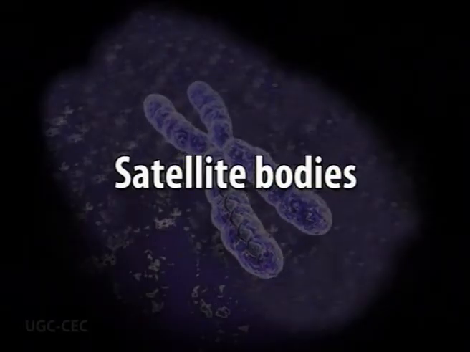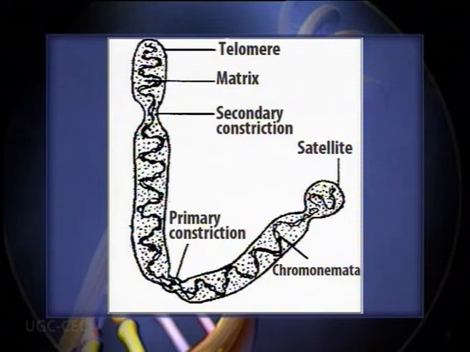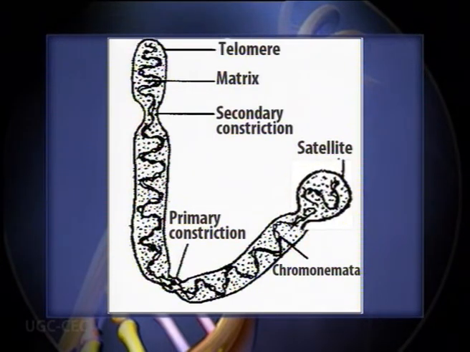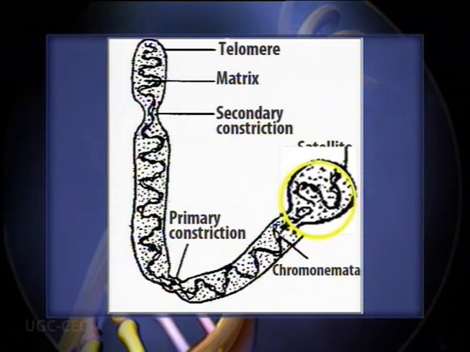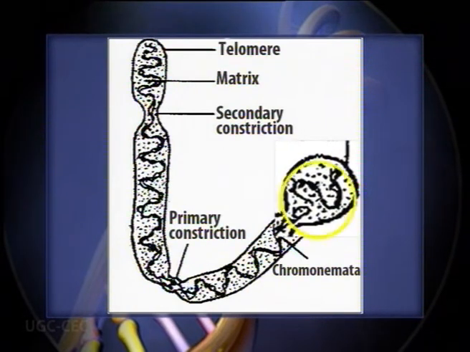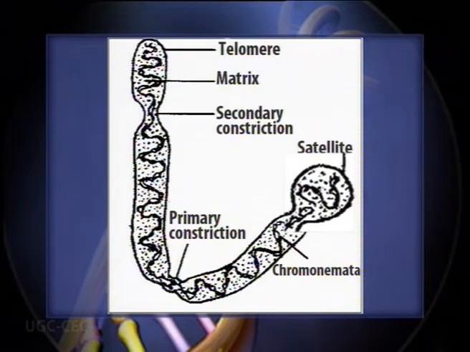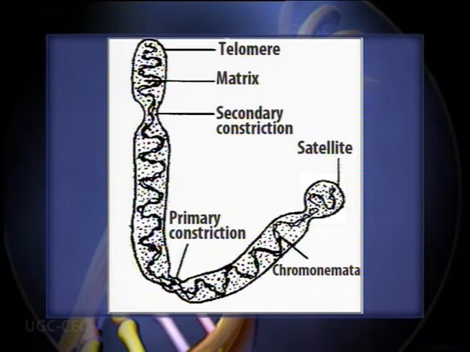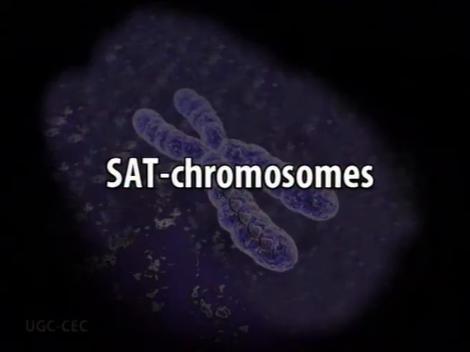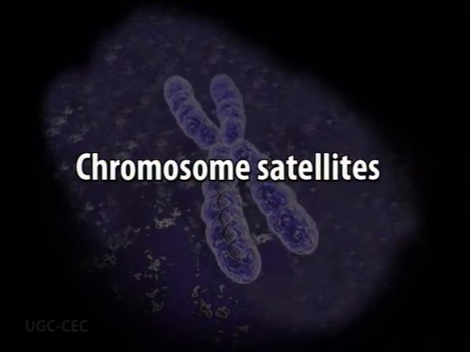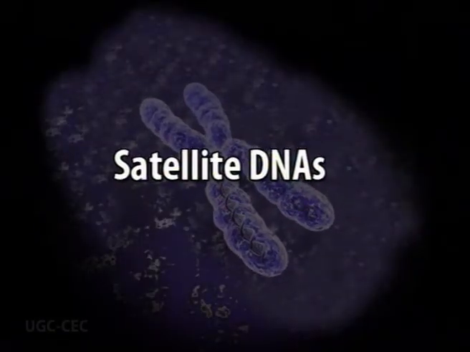Now, the satellite bodies. The part of the chromosome which is present beyond the secondary constriction is called the satellite body. The satellite body appears as a rounded or knob-like appendage and varies in size according to the position of the secondary constriction. The satellites remain connected with the rest of the chromosome by a thin chromatin filament. Chromosomes bearing satellites are called SAT chromosomes. Chromosome satellites are a morphological entity. They should not be confused with satellite DNA, which are the highly repeated DNA sequences.